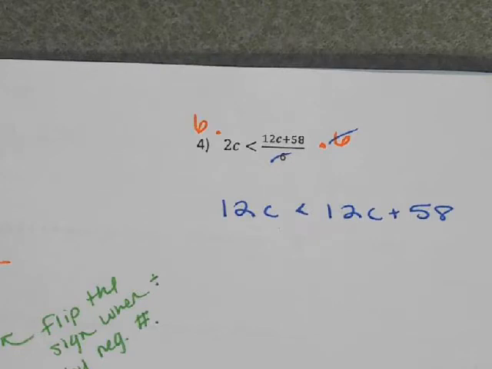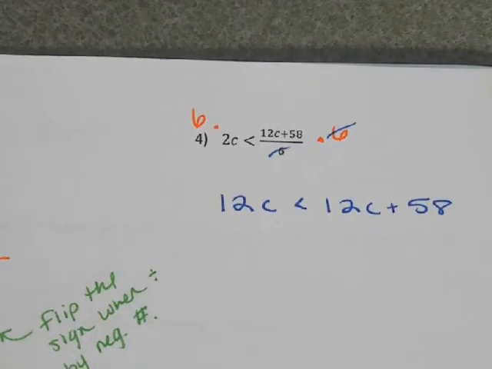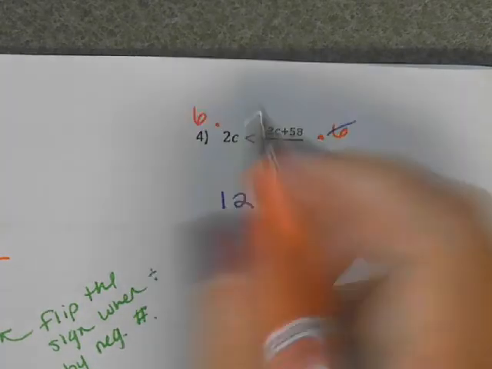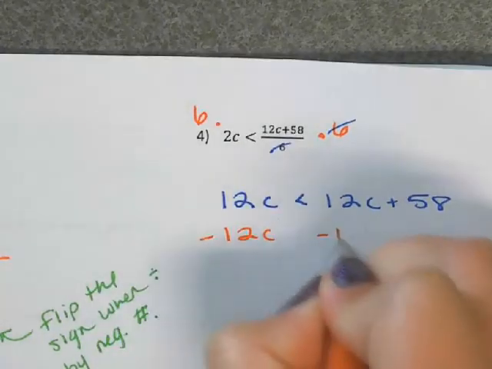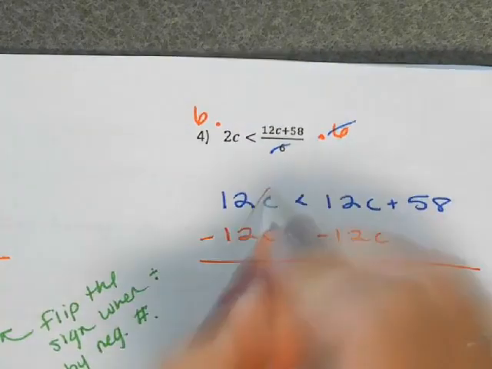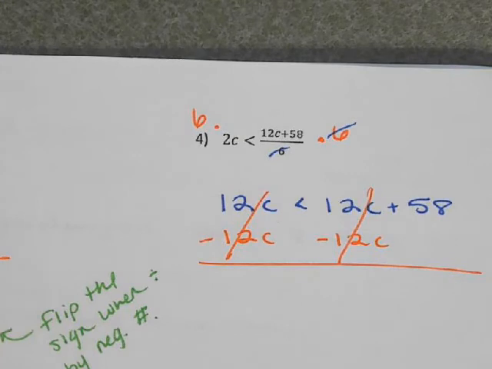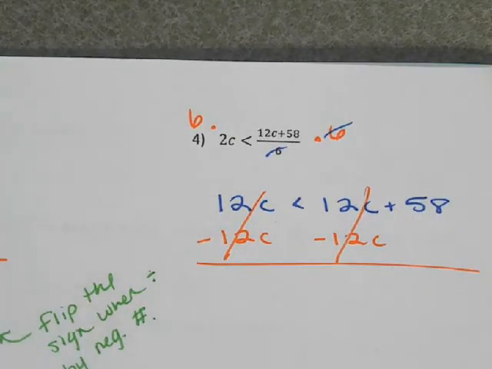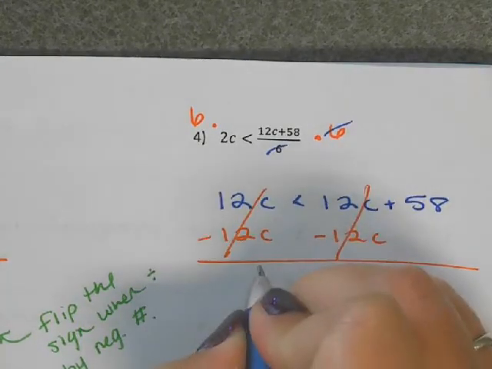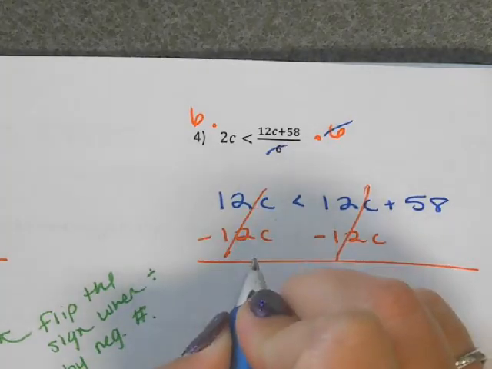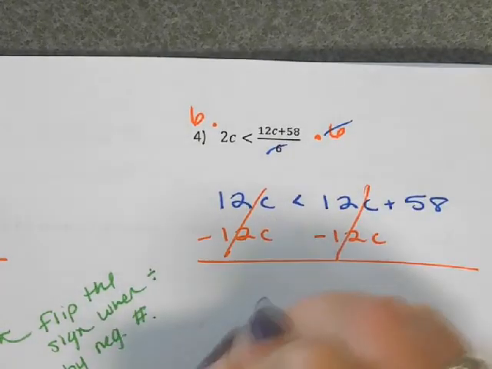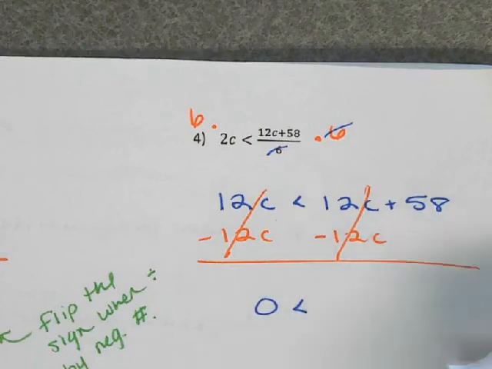Which side do you want to move the variables to, the left or the right? It doesn't matter. Either way, what are we going to have to subtract on both sides? 12c. And when we subtract 12c on both sides, something weird is happening. They both go away. And my answer on the left, what's 12c minus 12c equal? Zero. And on the right, what do I get?